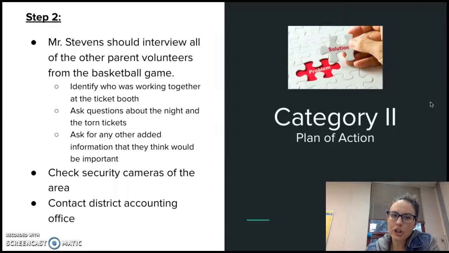My plan of action for step 2 would be that Mr. Stevens should interview all the parent volunteers of that basketball game that night. There might be someone who can identify that they were working for parts of the time or all the time with Mrs. Bowman. They can possibly answer questions about tickets torn that night. They could also add any other information that could explain why there's missing money. He should check the security cameras in the area and contact the district accounting office.